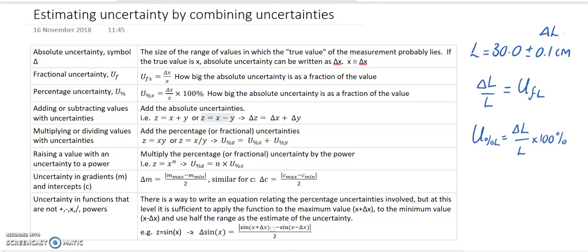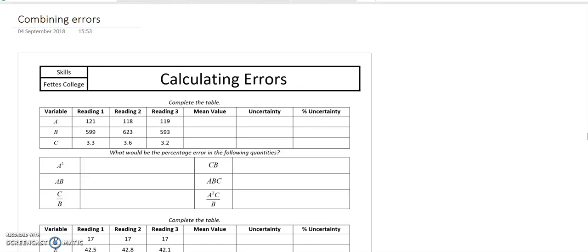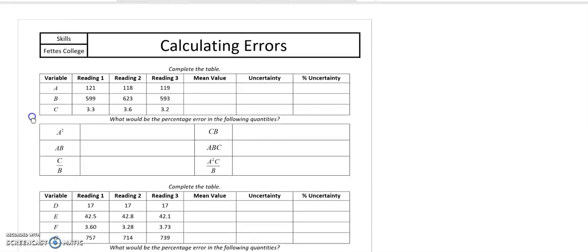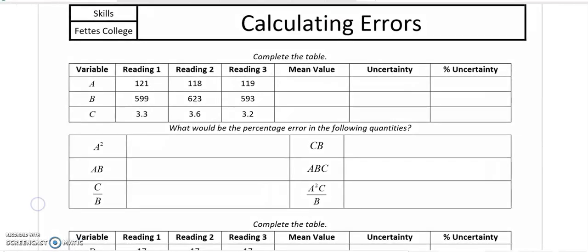So that is the theory. Now we're going to need to try some examples. So here we've got A. We can calculate the mean, we can calculate the uncertainty by half the range, and we can calculate the percentage uncertainty. So we'll just do that one as an example, and then the rest I'll leave symbolic.